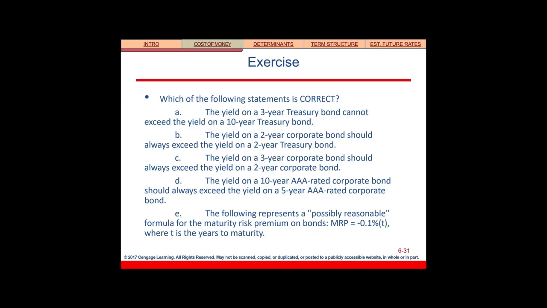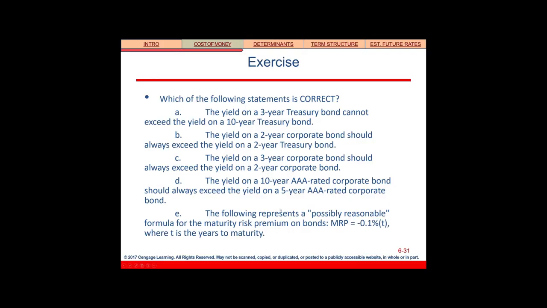So no matter how little the liquidity risk and default risk premium is for the corporate bond, the yield will always be higher than the treasury bond. So in this case, B seems to be correct.